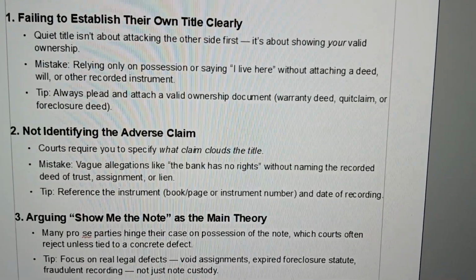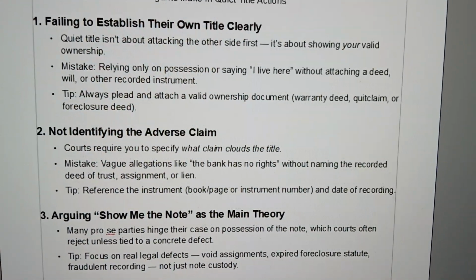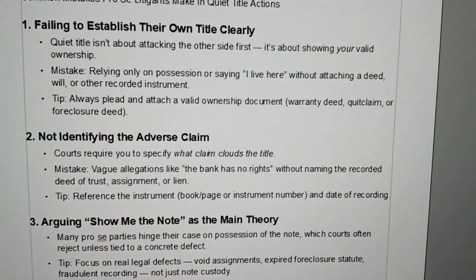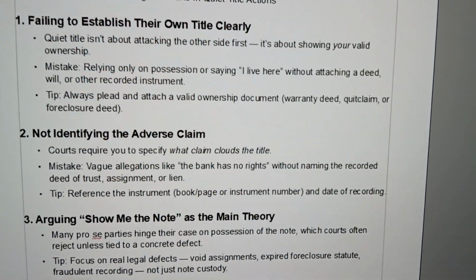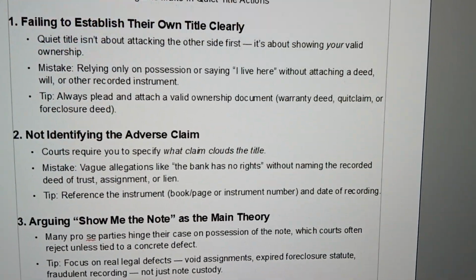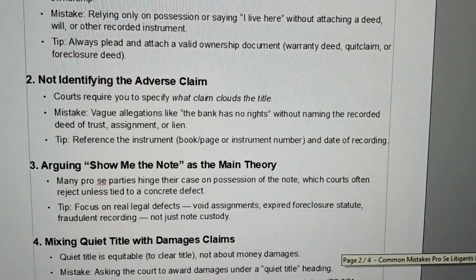Not identifying the adverse claim. Courts require you to specify what claim clouds the title. Mistake. Vague allegations like the bank has no rights without naming the recorded deed of trust, assignment, or lien. Tip. Reference the instrument, book, page, or instrument number and date of recording. It has to be very specific, guys. It can't be very general.